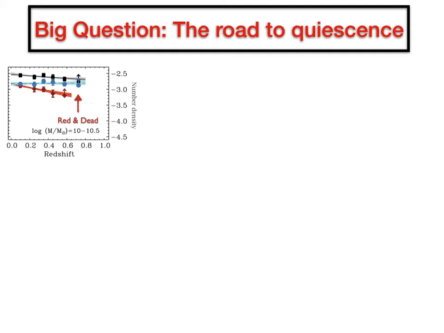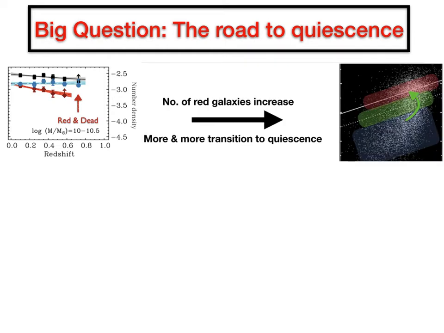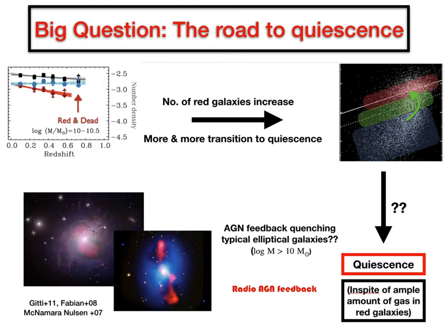In this plot of number density versus redshift, we can see that the number of red galaxies, shown by red points, has been increasing steeply towards present time, which is redshift 0. This means that more and more galaxies are transitioning from the blue cloud towards the red sequence and are not coming back. So what causes this quiescence?